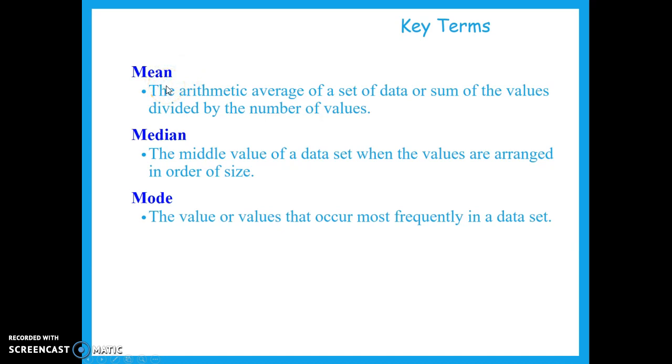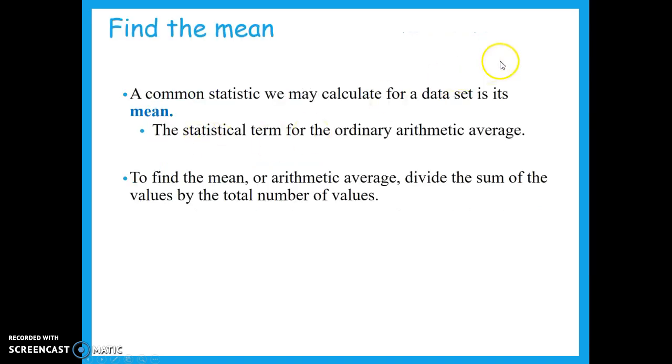Just like if we were looking at your exam scores. If you have all 90s and 120%, the middle value is going to be one of those 90s. It's not going to change. Your mean, however, would shoot way down because you would have 3 in the 90s and then 20%. So it would actually really pull your grade down. So to find the mean, it's a common statistic we may calculate for a data set. The statistical term for an ordinary arithmetic average. So we want to add all the values together and then divide by the total number of values.